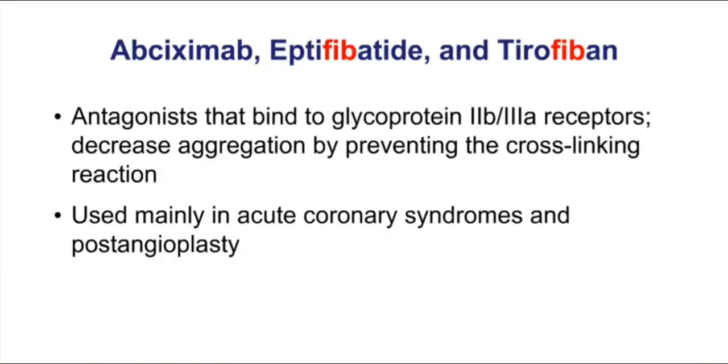We also have the glycoprotein 2B3A receptor blockers. There are three drugs: abciximab, which is the monoclonal antibody targeted to this receptor, and then we have the drugs eptifibatide and tirofiban. You'll notice that I've highlighted the "fib" as part of their name. I actually think that this helps you to remember their mechanism of action.